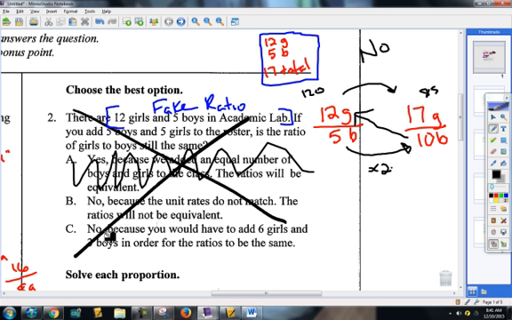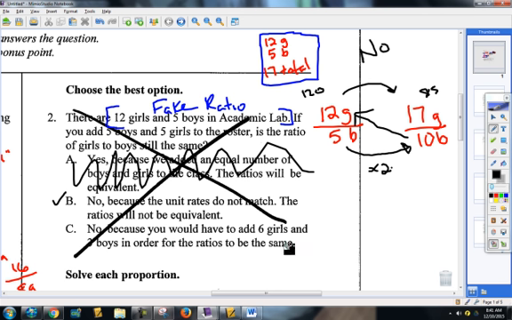Okay? Now we have to figure out which reasoning is right. So letter B: No, because the unit rates do not match. The ratios will not be equivalent. Okay? Now we just learned in number 1, can you use unit rates to check for equivalency? Absolutely you can. So right away, this one could be right. But let's go to C now.